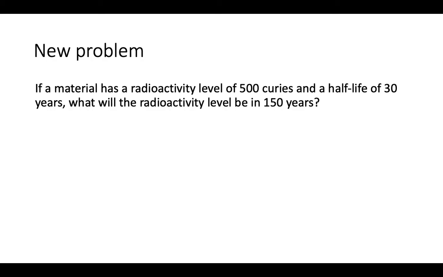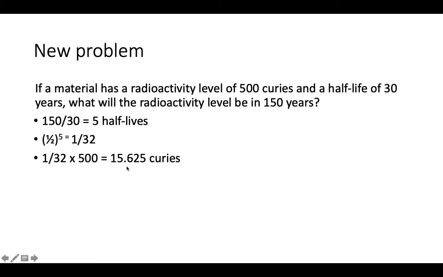Okay, let's take a look. So if we do it this way, over 150 years, if each half-life is 30 years, that means 5 half-lives have gone by. So let's cut this in half 5 times. Or a half to the 5th is 1/32. Multiply 500 by 1/32, and you get 15.625 curies as the answer. That's how much radioactivity will be left after 150 years.